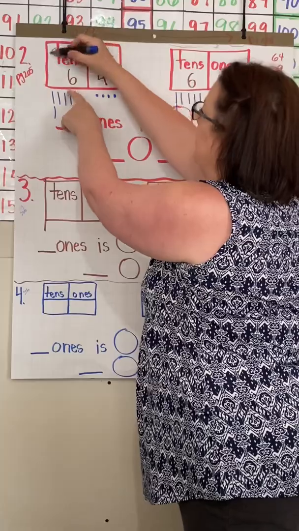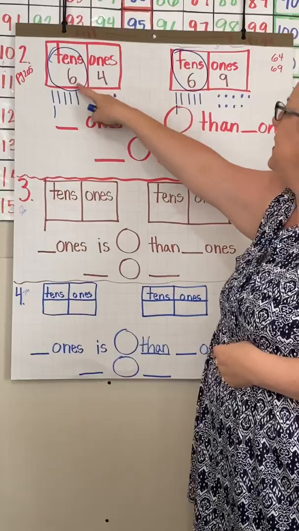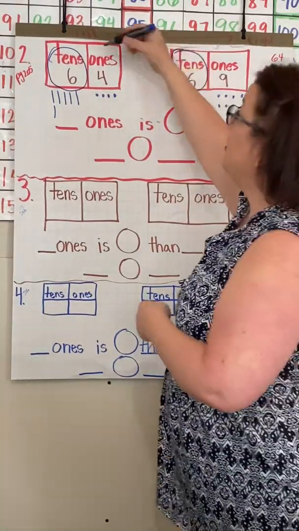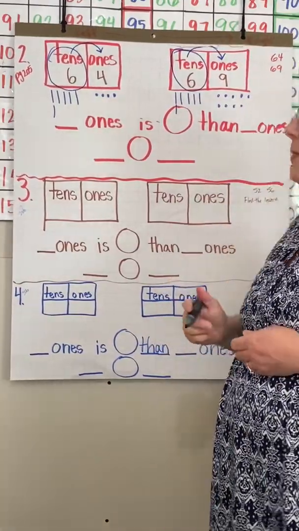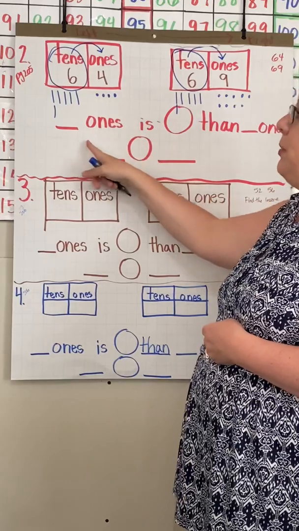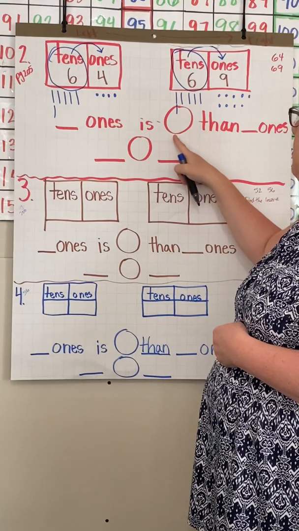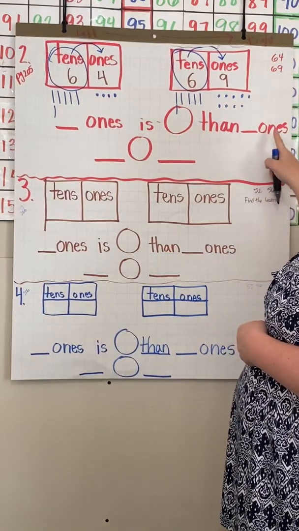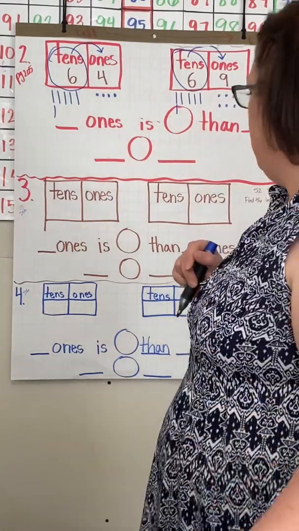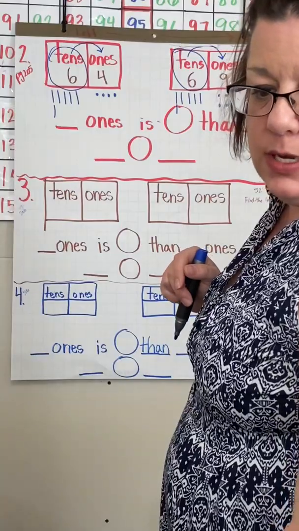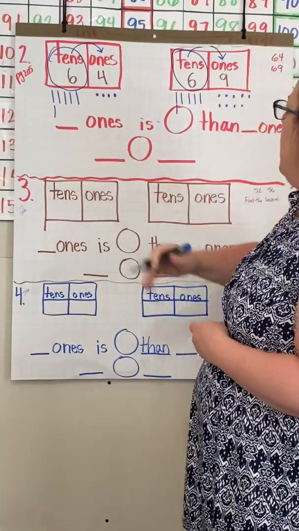Again, looking at place value, my tens place is the same. I have 6 tens here and I have 6 tens here. So I have to look to the ones place. So now I'm going to read my words. It says blank ones is blank then blank ones. Looks like I can choose for that one. I think I'm going to put less than, just to try. Okay? Blank ones is less.